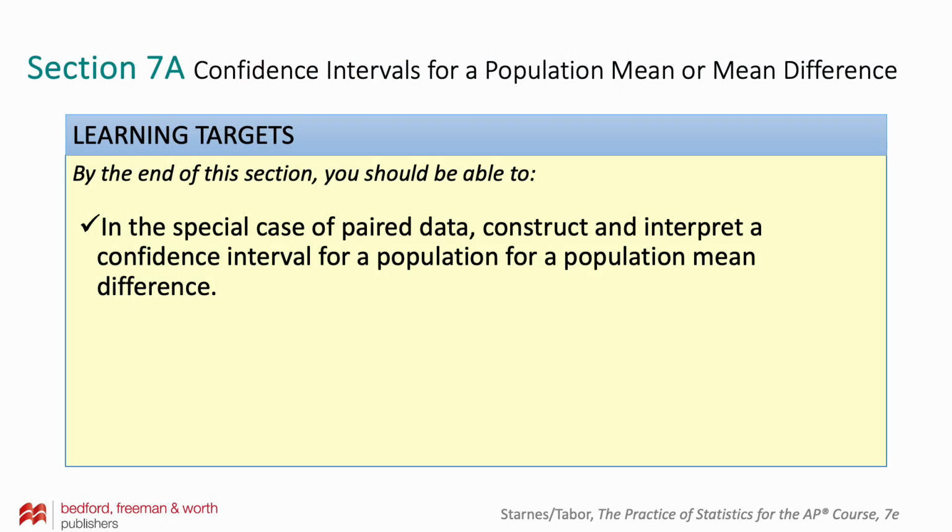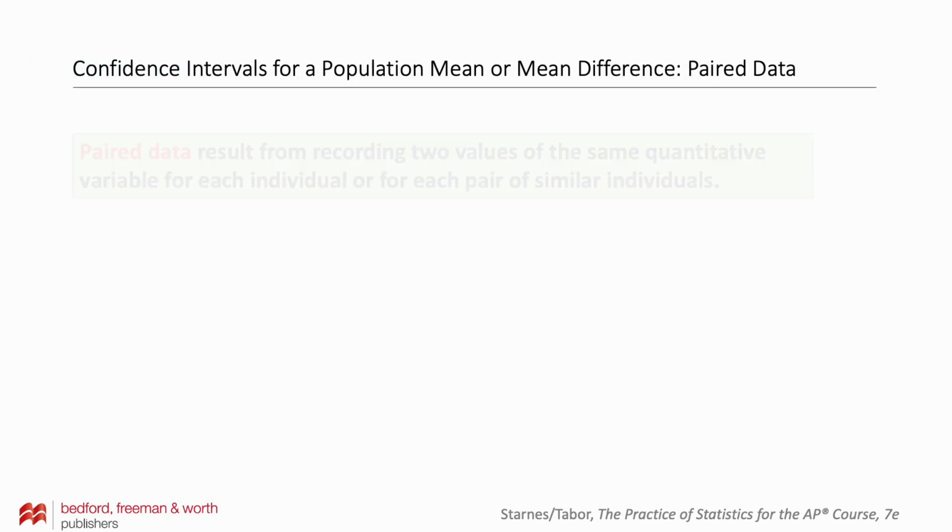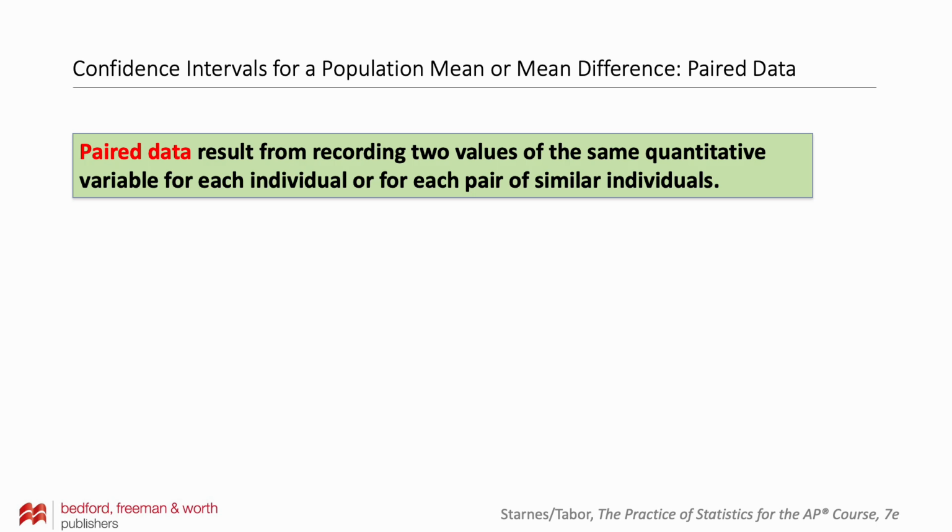So our learning target is looking at our special case of paired data, and we're going to go ahead and construct and interpret the confidence interval. Paired data is kind of like a matched pairs design if you want to think back to the beginning of the course. Paired data results from recording two values of the same quantitative variable for each individual or each pair of similar individuals.